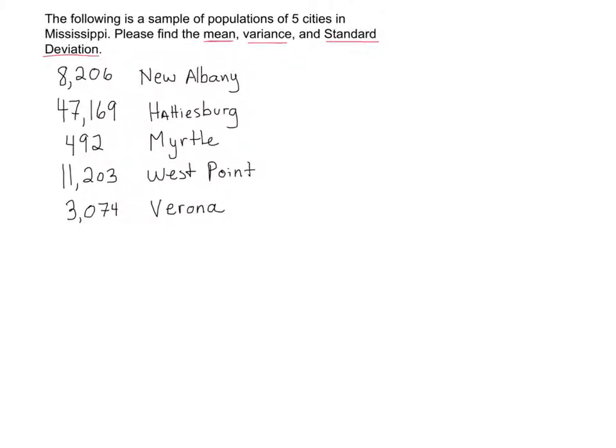And so my mean of a sample is X bar. Okay? And so I'm going to add up all of the 5 cities that I have here. So on my calculator, I'm going to put 8206 plus 47,169 plus 492 plus 11,203 plus 3074. And that gives me a total of 70,144.